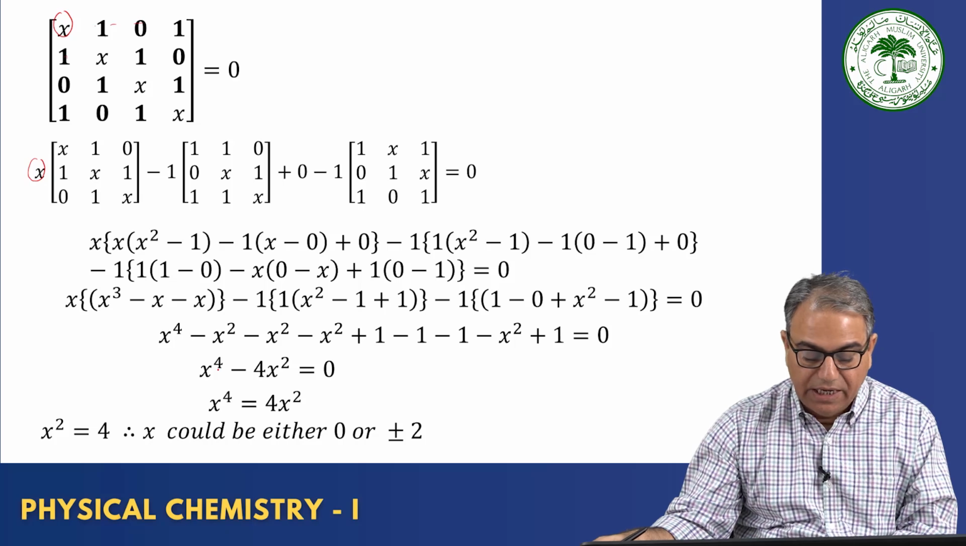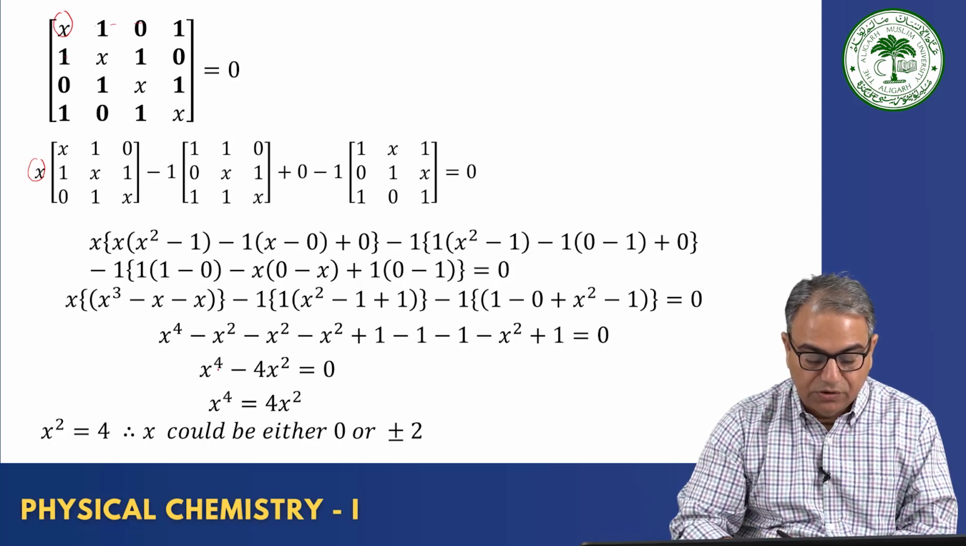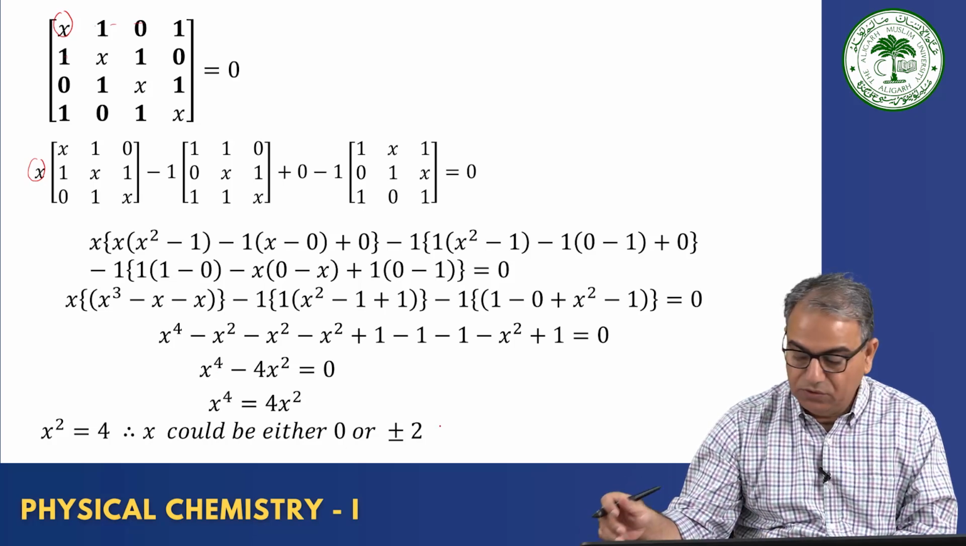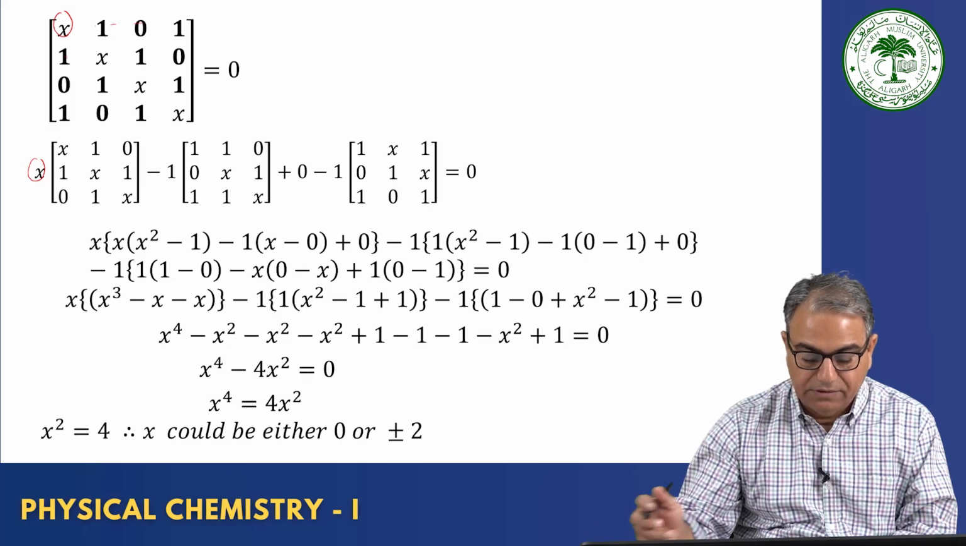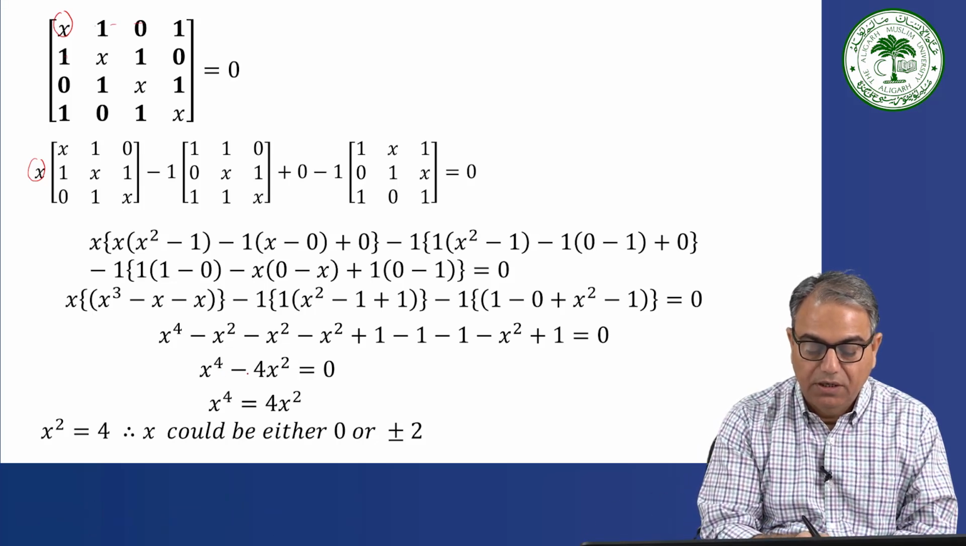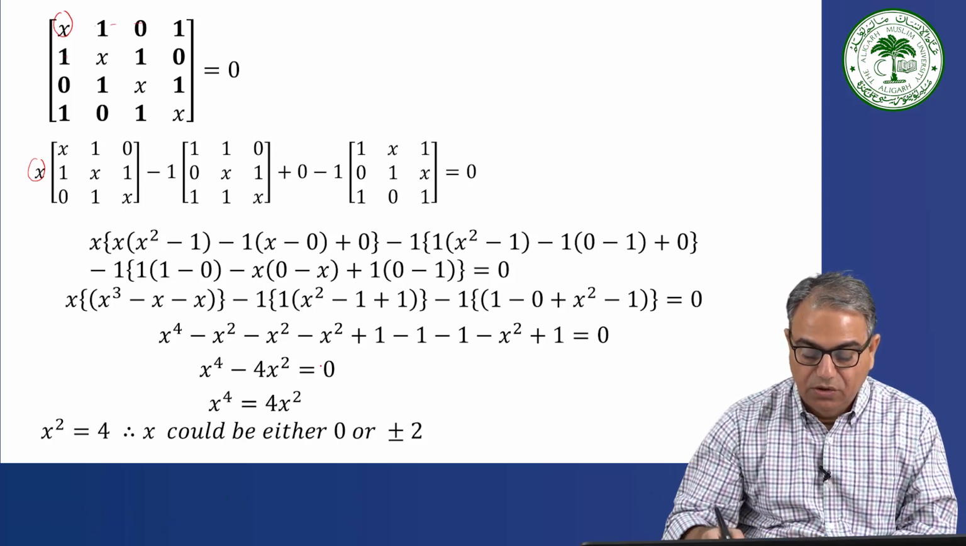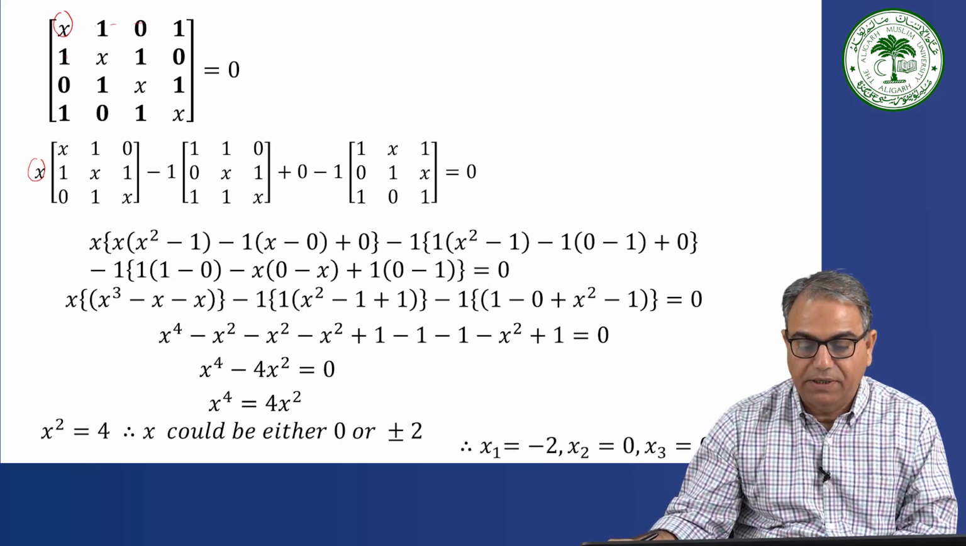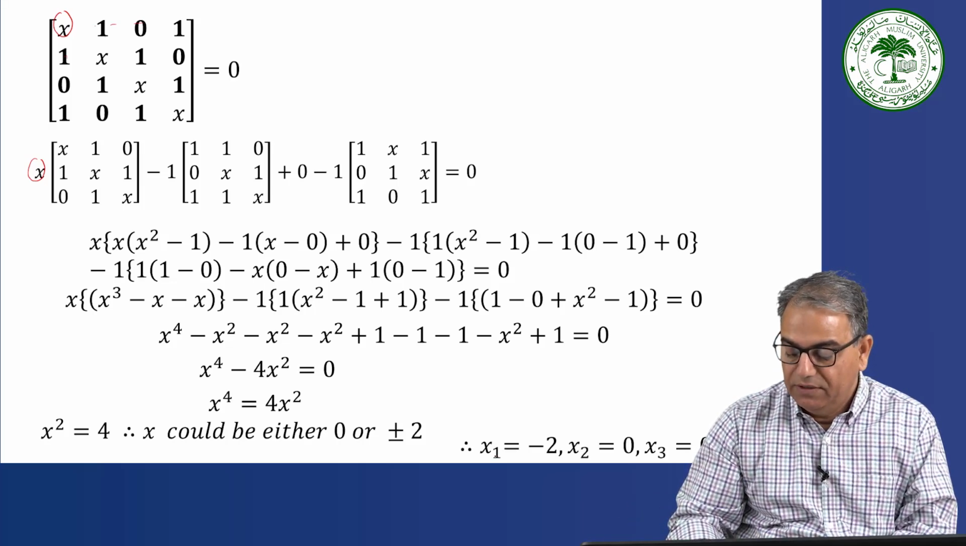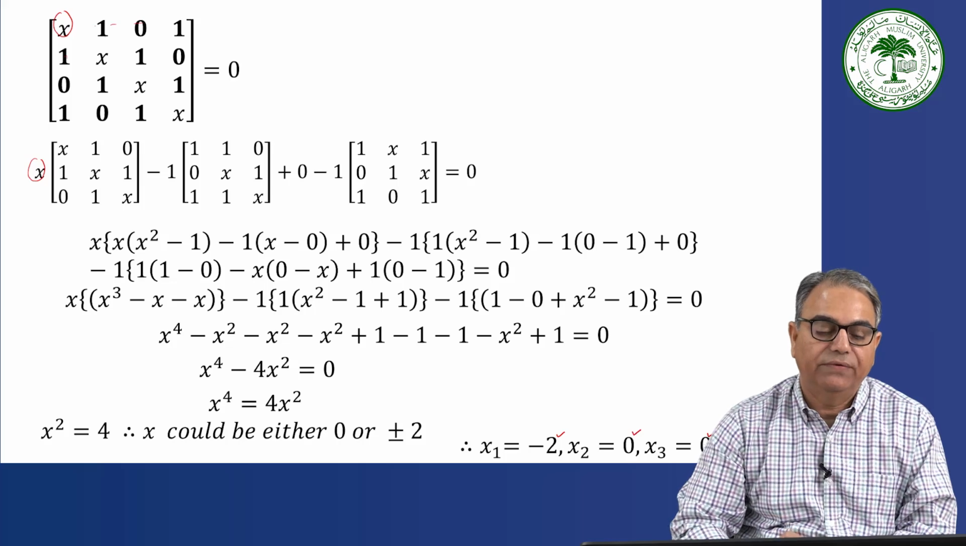So obviously, if x square is equal to 4, then x could be either 0 or plus minus 2 in order to satisfy this equation. Okay. So x could be either 0 or plus minus 2, for this equation x raised to the power 4 minus 4x square is equal to 0. So x1 will have the value minus 2, x2 will have 0, x3 will have 0, and x4 will have plus 2. So 4 different values of x we have found.